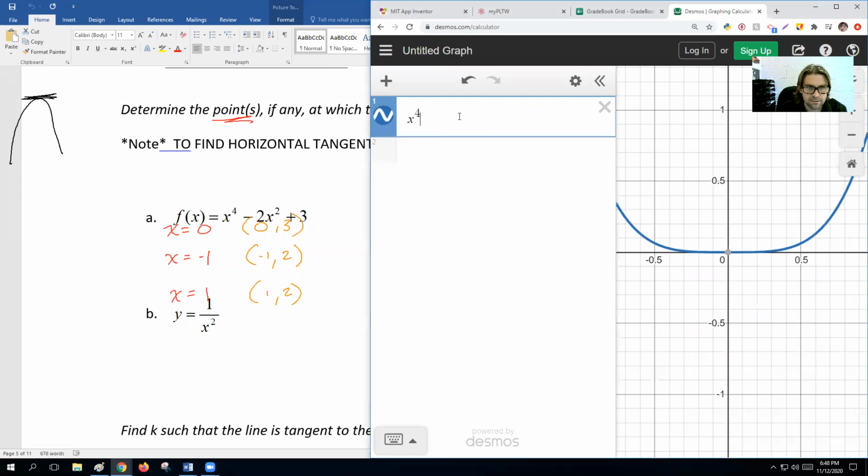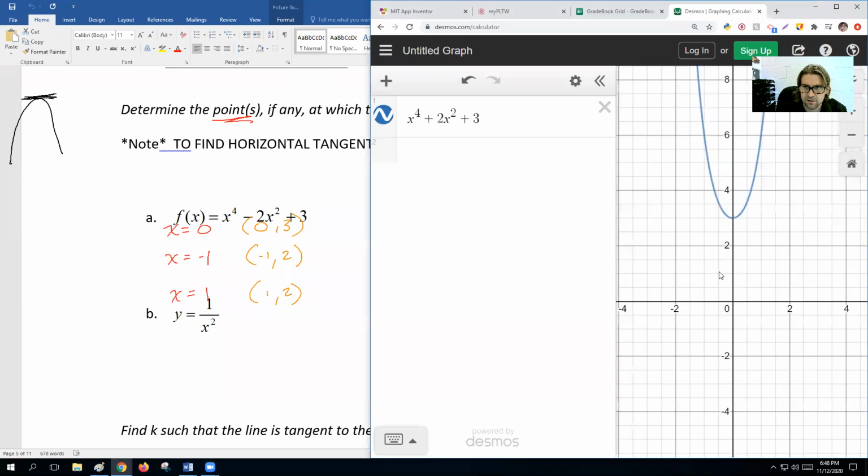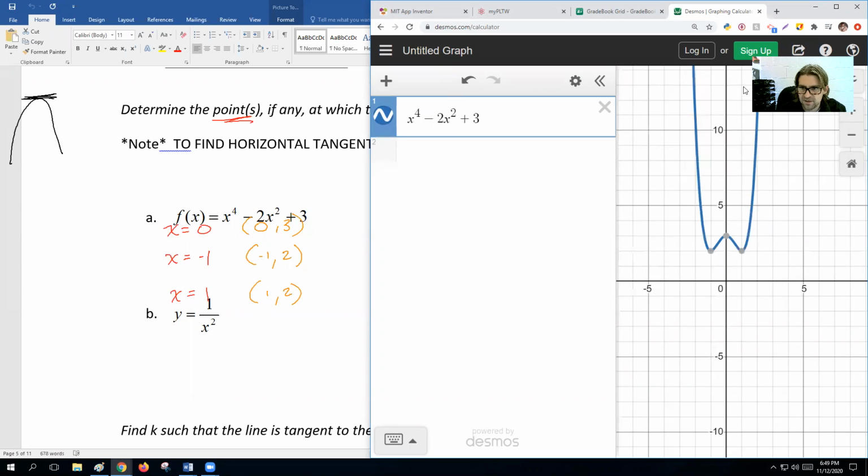X to the 4th minus 2x squared plus 3. Let's zoom out so we can see the graph. Oh, I put plus 2. That makes a difference. Minus 2. Hey, there we go. So if we click on these right here, we get -1, 2, 0, 3, and 1, 2.